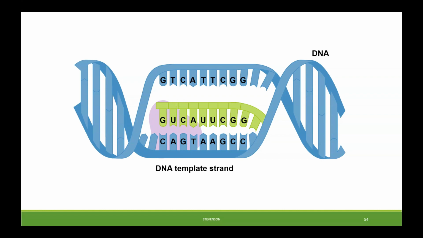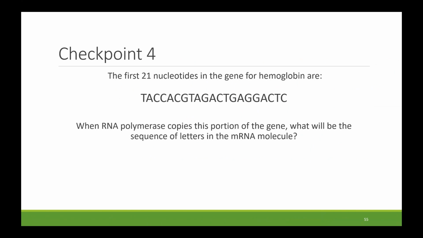Okay, so now let's test your ability to predict what RNA polymerase does with the hemoglobin gene. The first 21 nucleotides in the gene for hemoglobin are what you see here on the screen. So for this checkpoint, I'd like you to tell me when RNA polymerase copies this initial portion of the gene, assuming that this is the sequence of the strand that serves as the template, what will be the sequence of letters in the RNA molecule?